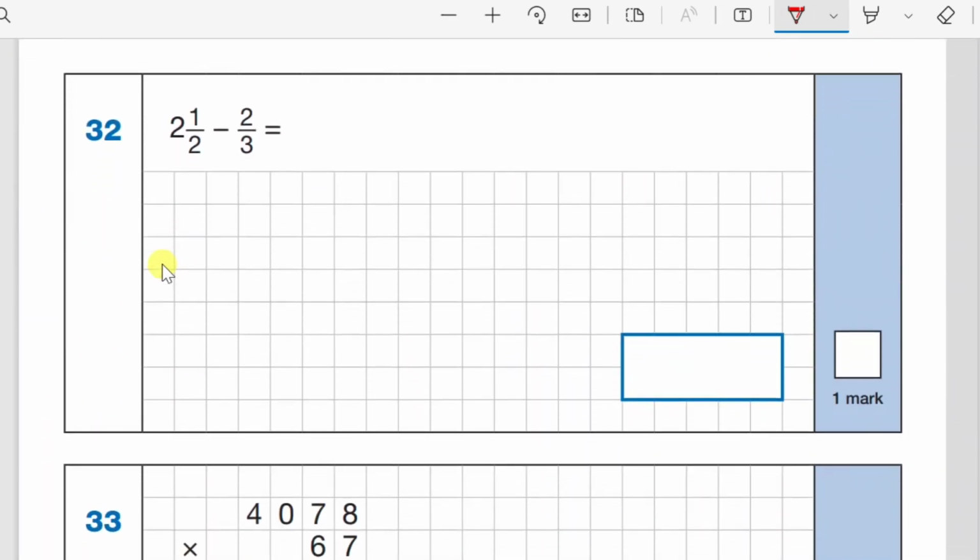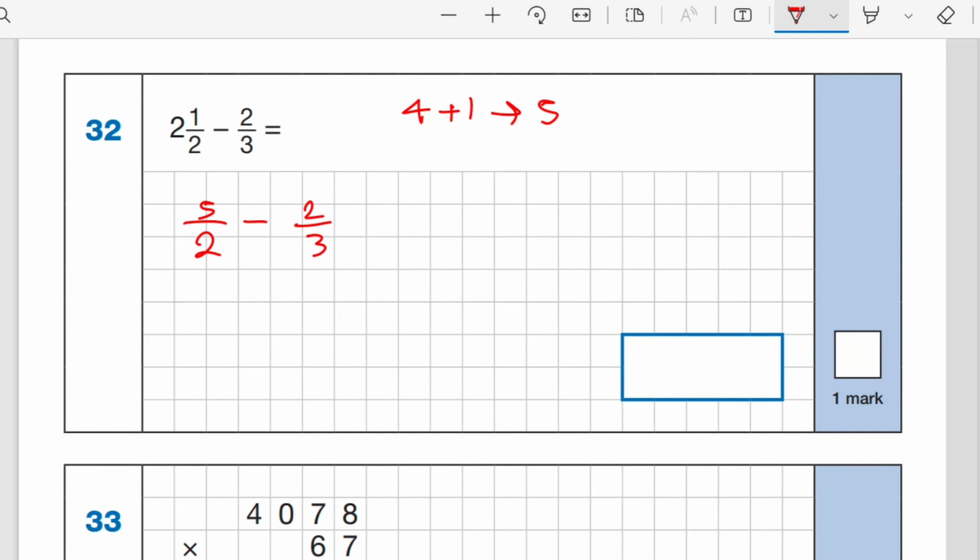Now for the next one, we're going to have 2 and 1/2 minus 2/3. Okay. So first thing we're going to do is change this one into an improper, into a single fraction. Now the trick is, to change a mixed number to improper, just times the whole number by the bottom and add it to the top. So basically 2 times 2 is 4, and then added to 1 you get 5. So the first fraction is 5 over 2 minus 2 over 3.